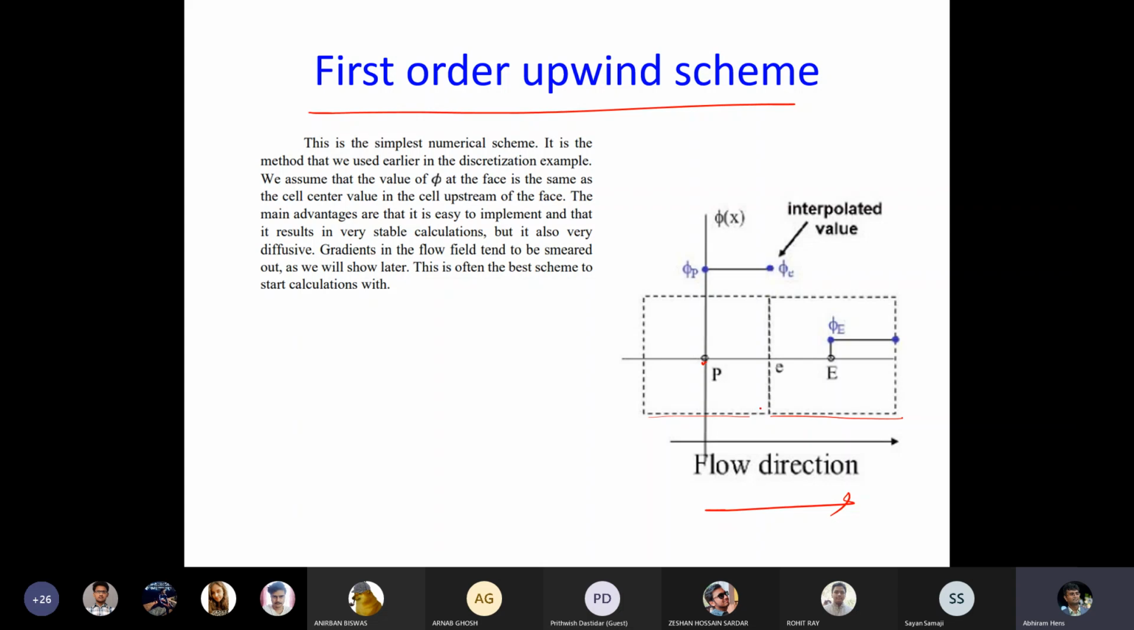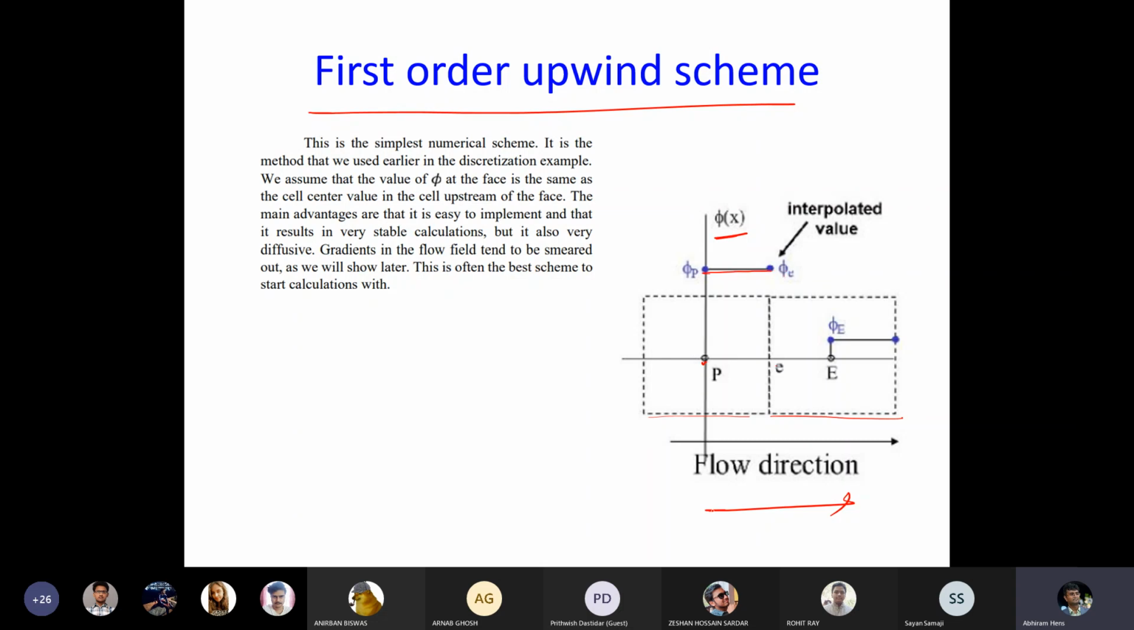What I need to know, because I need a variable, let's say phi, phi is the variable. Its value at the P point is phi p, and the value at the next point is phi e. Between these two points I don't know the value, so I need to interpolate it. Here what is done is that whatever the value at the P point is, you just interpolate it to the face. So directly straight interpolation. This is the first order upwind scheme.